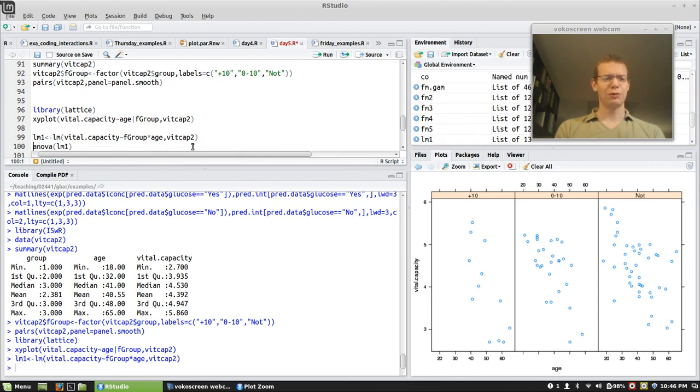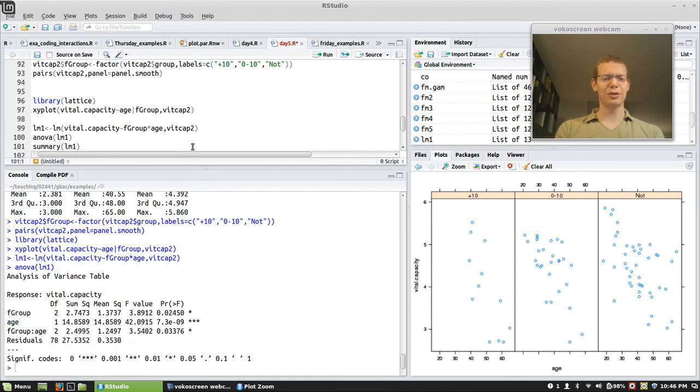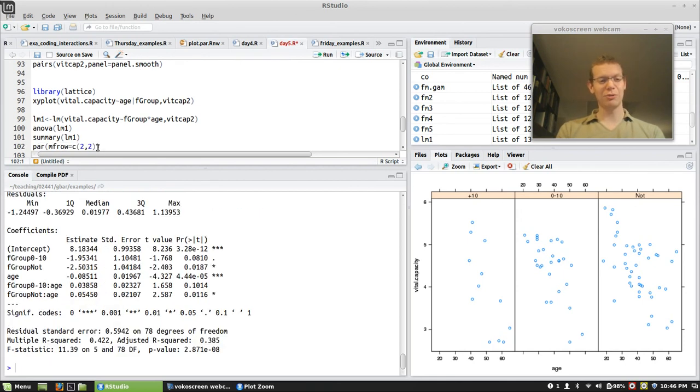So we fit the model, we will do the ANOVA test, and basically what we see is that everything is significant here, including the interaction. So we got plenty of degrees of freedom left. Let's look at a summary and see what are the parameters that we get out.